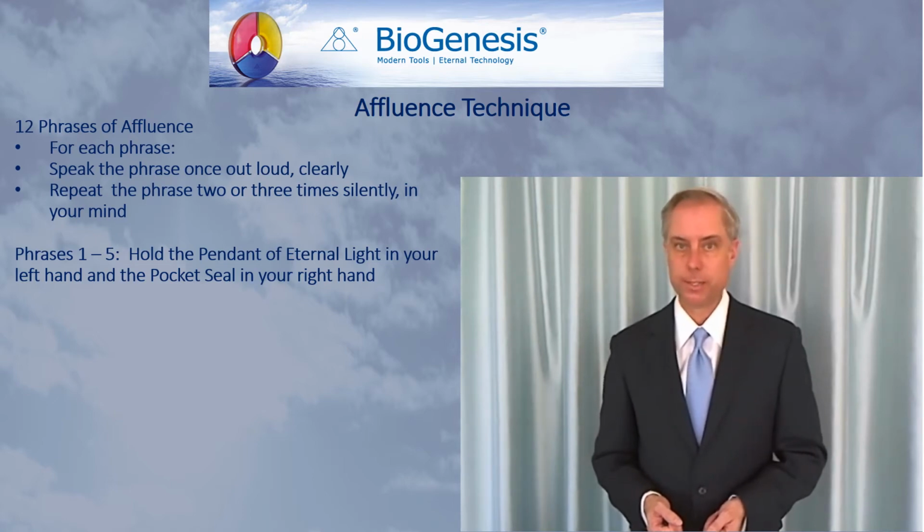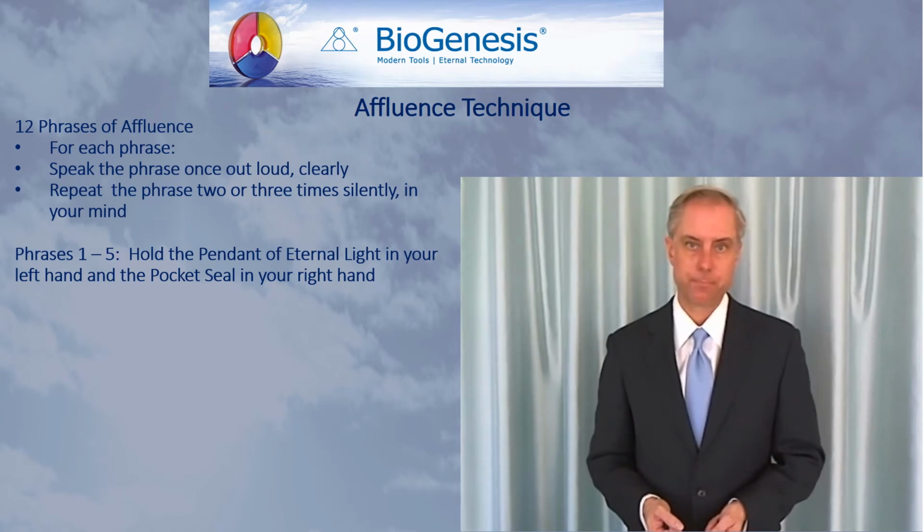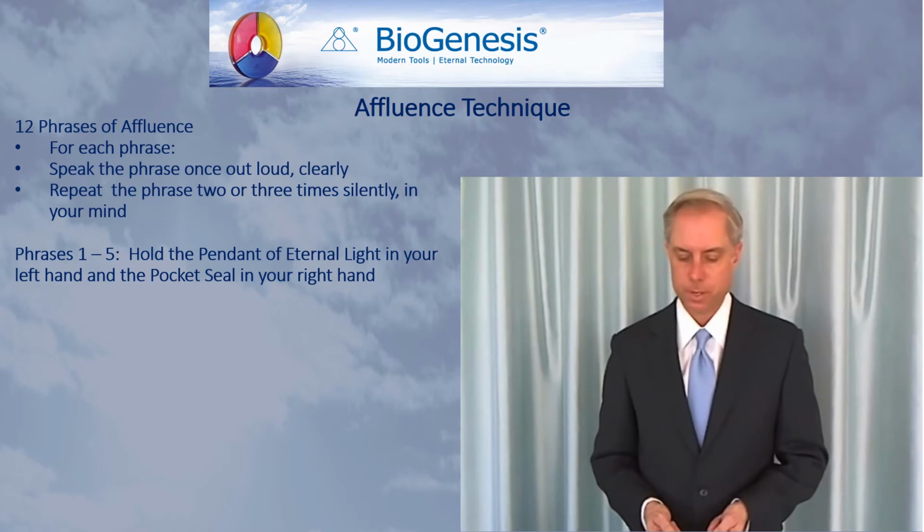You will clearly state this phrase out loud. Movement is by means of attraction. Let some time pass, just sitting there quietly with your eyes closed. Then say this phrase again silently within your own mind. Movement is by means of attraction. Repeat this 2 or 3 times. Then move on to the 5th phrase.